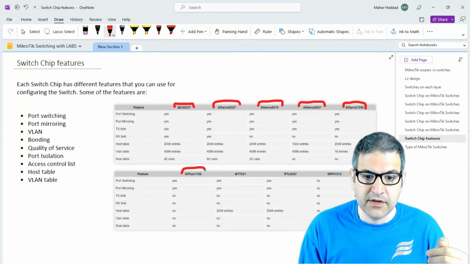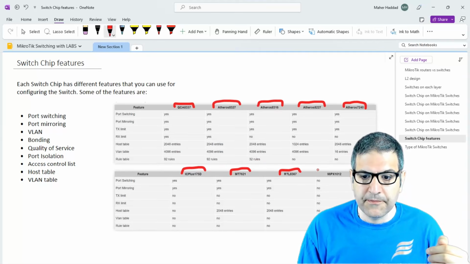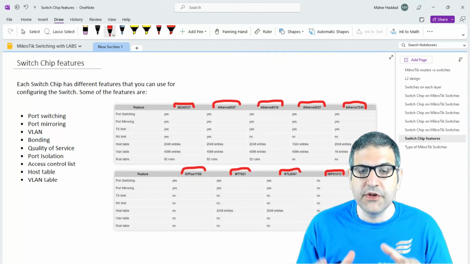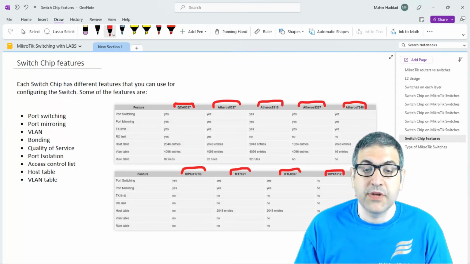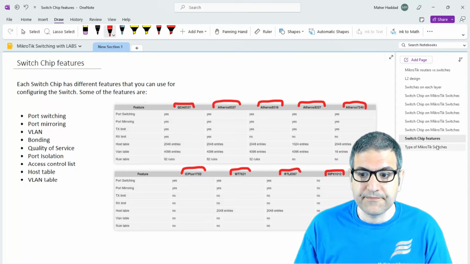So also this one is another one. Those are things you always have to keep in mind: whenever you want to buy a switch, look at the switch chip and see what features this switch chip can provide for you, and based on that you can say, well, this is the right product that I want to buy.